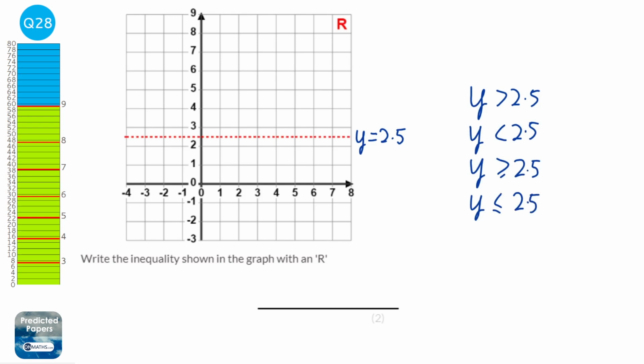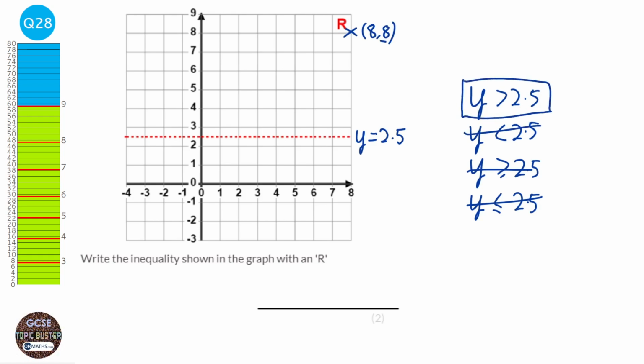Now, when we've got a dashed line, it means it cannot be equal to, so that gets rid of these two. And if we pick a coordinate, let's pick this one here, on our region side, it is 8, 8. Now look at the y coordinate, which is 8. That is actually more than 2.5. So it's not less than 2.5, it's going to be more than 2.5. So its y is greater than 2.5.